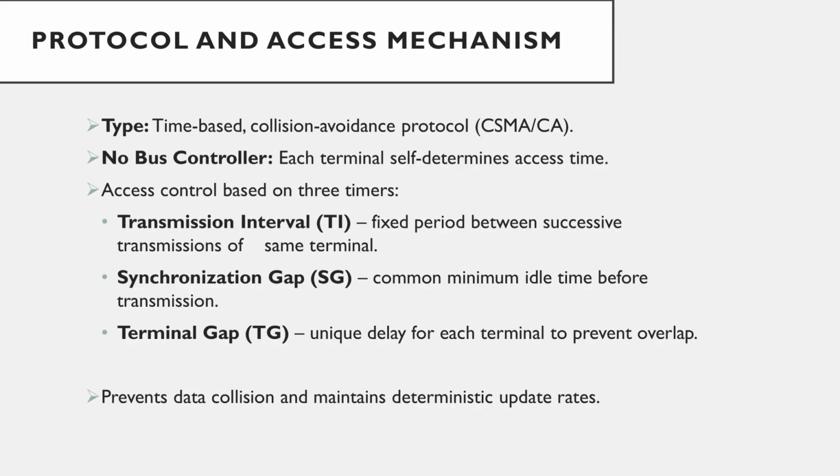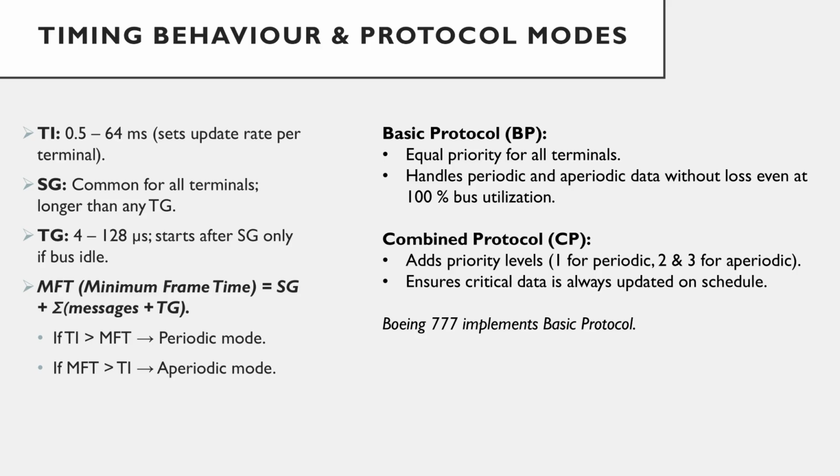Now we will see the timing behavior, access mechanism, and protocol modes. ARINC-629 uses a time-based collision avoidance method governed by 3 timers: the transmission interval, the synchronization gap, and the terminal gap. Together, these ensure that only one terminal transmits at a time, without requiring a master controller. This distributed control protocol guarantees deterministic communication essential for flight-critical systems.